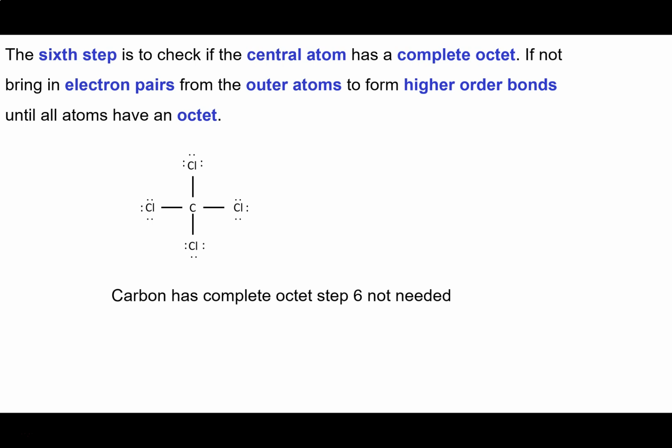Okay, so step 6 is to check if the central atom has an octet. 2, 4, 6, 8. If it does, there's nothing left to do. If it doesn't, you need to convert lone pairs to bonds until the central atom does have an octet. So I'll give you an example.